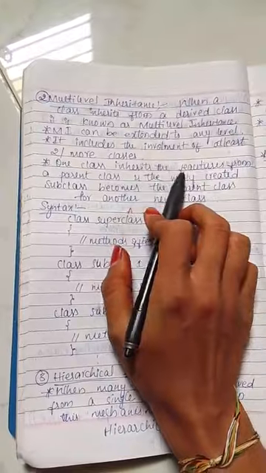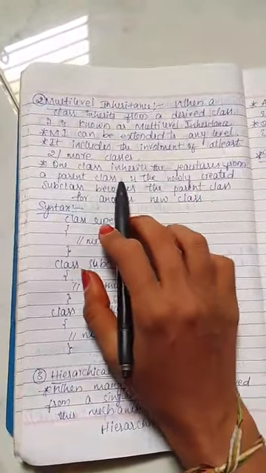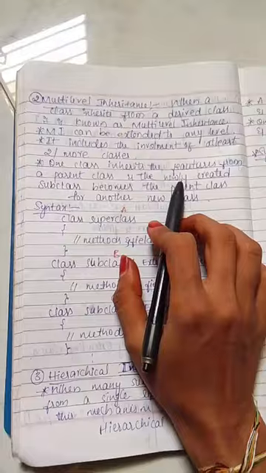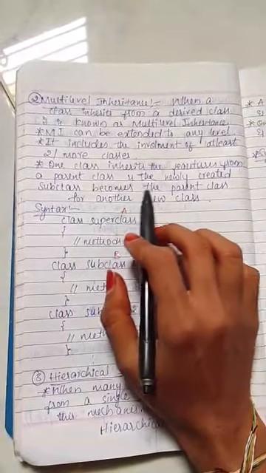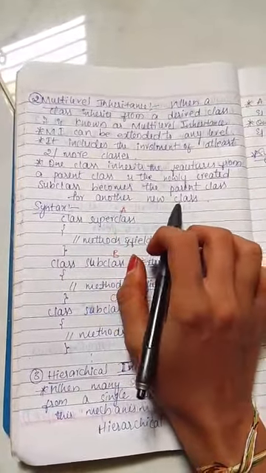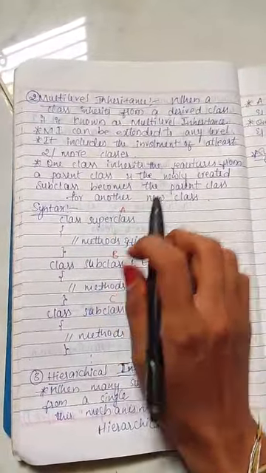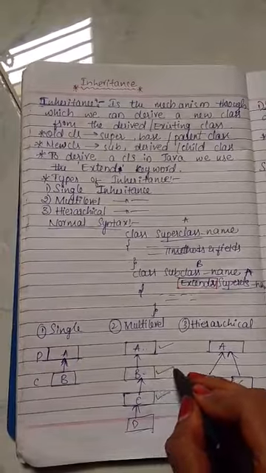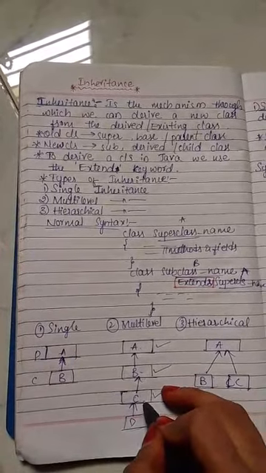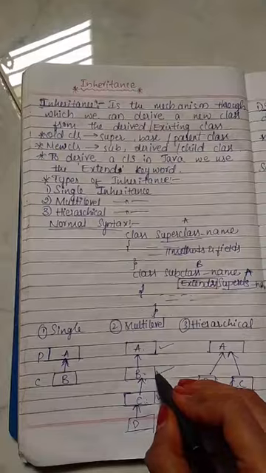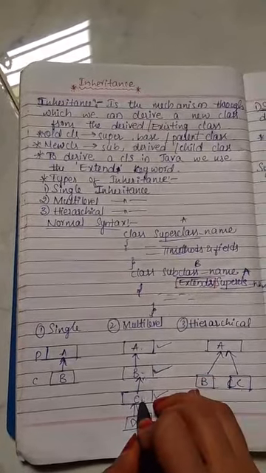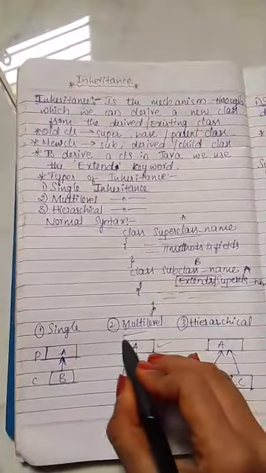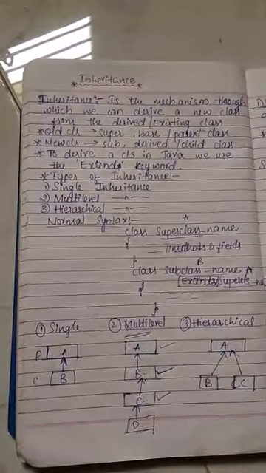Then one class inherits the features from a parent class, and the newly created subclass becomes the parent class for another new class. One class inherits the features from a superclass, and again, it can be a superclass to another class. Understood? This will become superclass to C again.